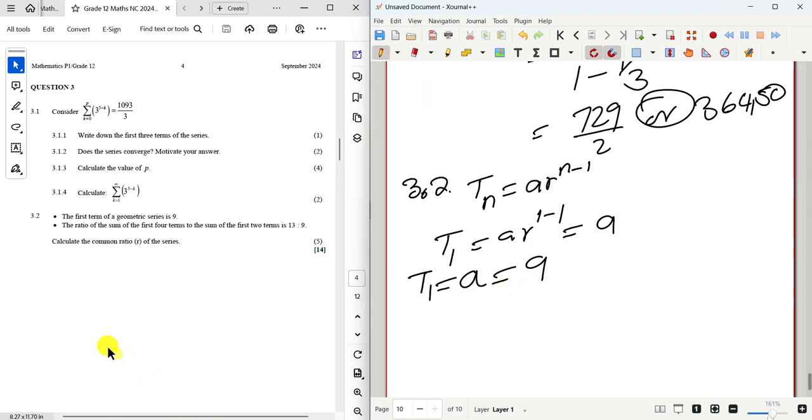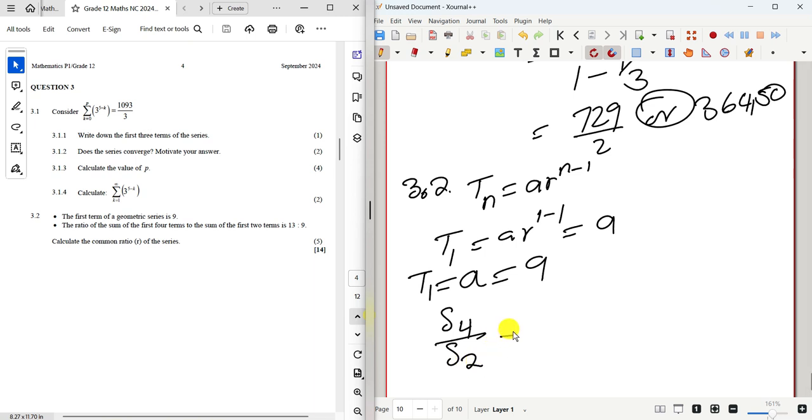Now they say the ratio of the sum of the first four to the sum of the first two, so sum of the first four over sum of the first two is equal to 13 over 9. Basically, that's what they're telling us. They say we must find the common ratio of the series.